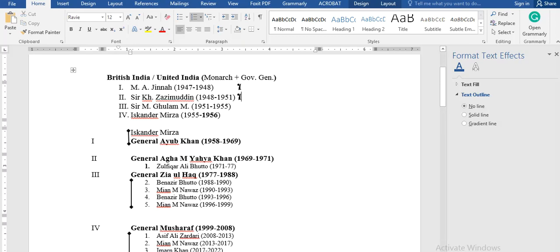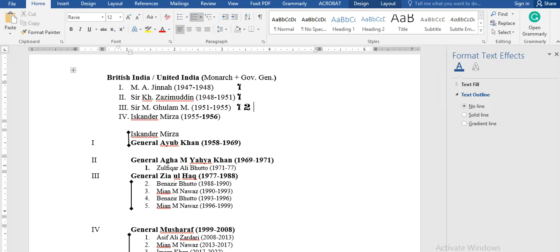So during the second Governor General period, from 1948, Liaquat Ali Khan was the Prime Minister of the country. However, in 1951, Liaquat Ali Khan was assassinated in the famous Liaquat Bagh in Rawalpindi, and after his assassination, the second Prime Minister was Khwaja Nazimuddin, and he was the second Governor General of the country.